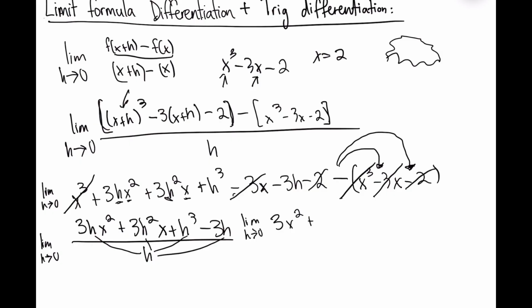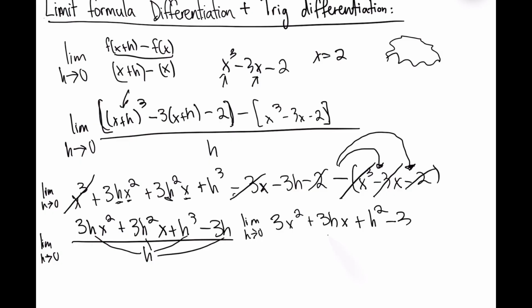That'll give us 3x squared plus 3hx plus h to the second minus 3. And since we divided by h, this is all over 1, or just over nothing. Now, the limit states that h goes to 0, and it goes infinitely close to 0. So we could substitute h equals 0.